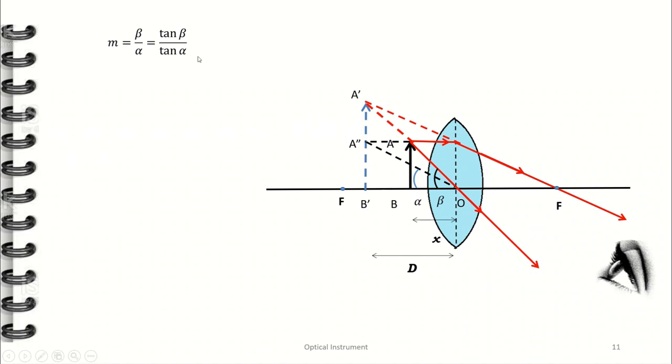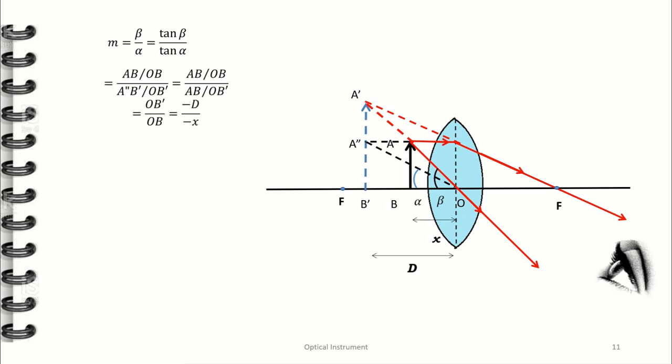Now since beta and alpha are small angles, we consider beta almost equals tan beta and alpha almost equals tan alpha. Now tan beta from the figure can be written as AB upon OB and tan alpha as A double dash B dash upon OB dash. Now A double dash B dash and AB are same. Therefore, we can write A double dash B dash upon OB dash as AB upon OB dash.